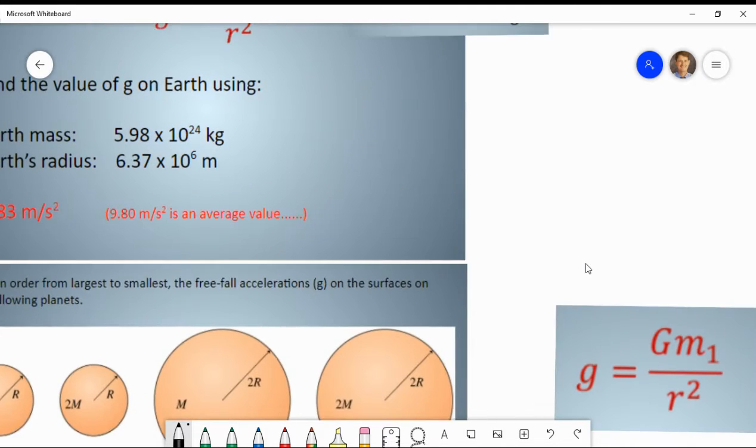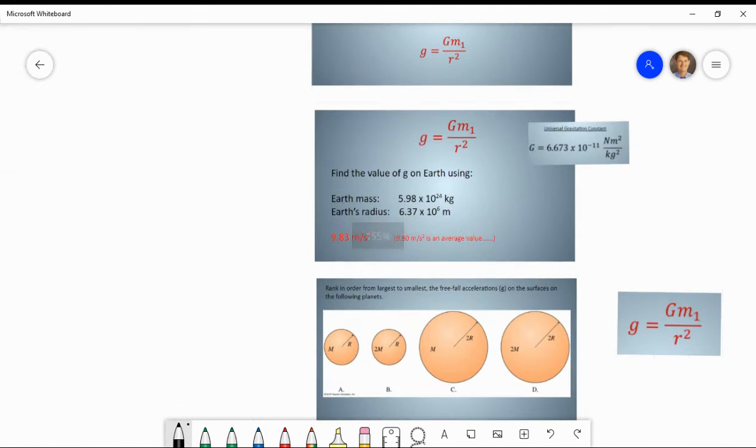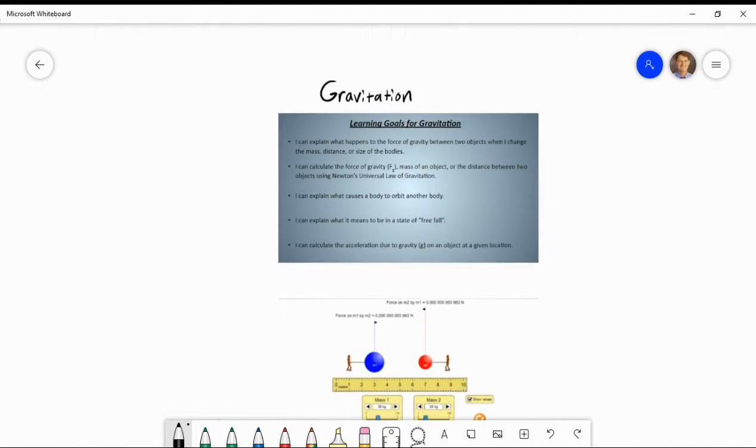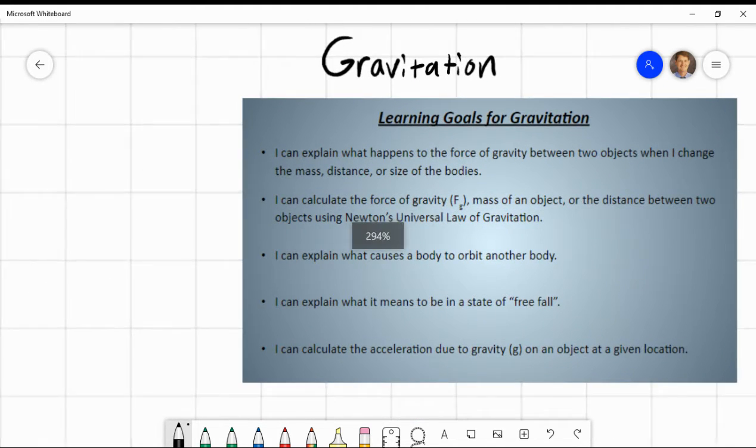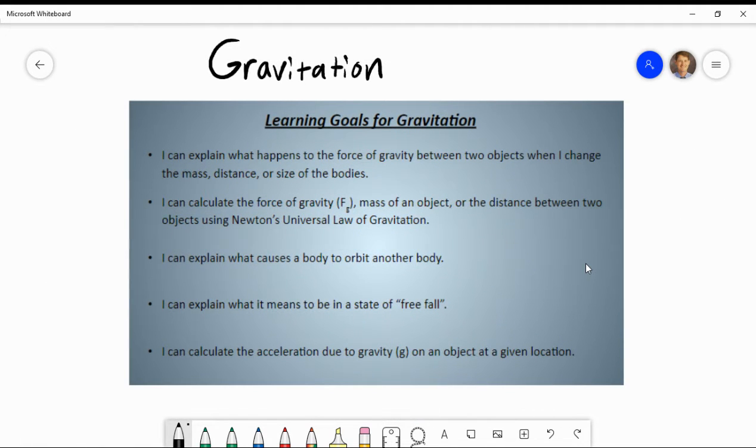2, I can calculate... that was weird. My whiteboard went nuts. 2, I can calculate the force of gravity, the mass of an object, or the distance between two objects using Newton's universal law of gravitation. Once again, this is equation based. Now that I actually see that, it looks like the first one's not really equation based.